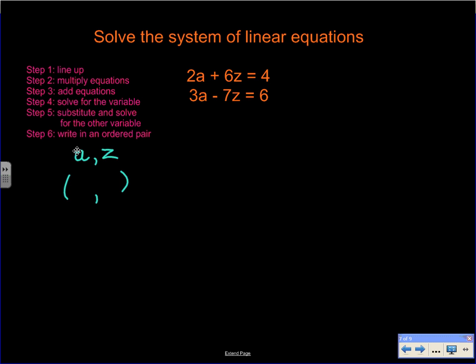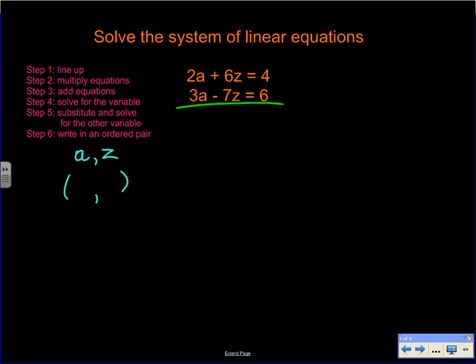But if we're going to be doing problems that just say solve the system of equations like this, we're going to put them in alphabetical order here. So in this case, whatever we find for A will go in the first spot, and whatever we find for Z will go in the second spot.